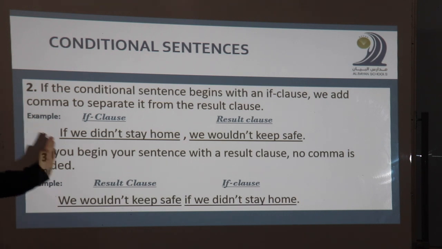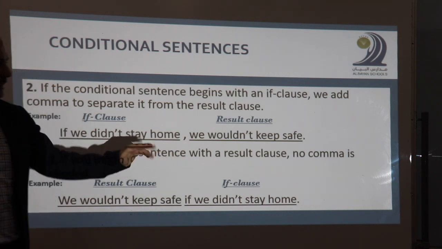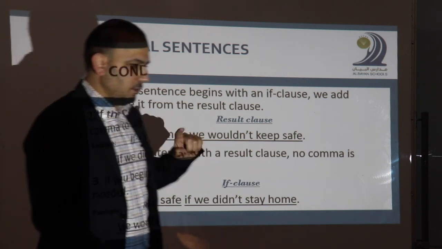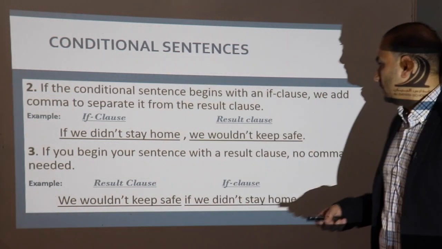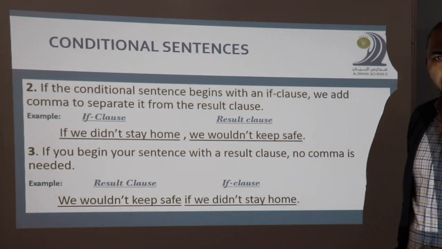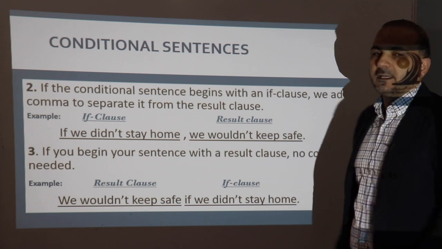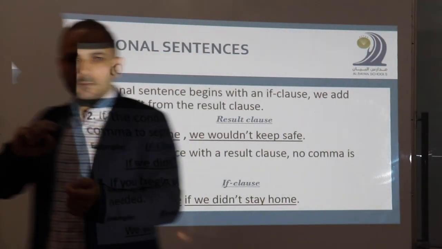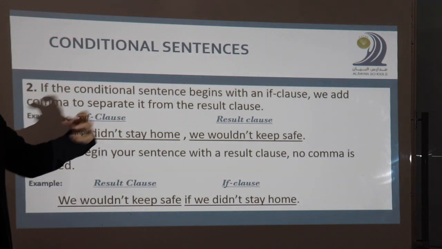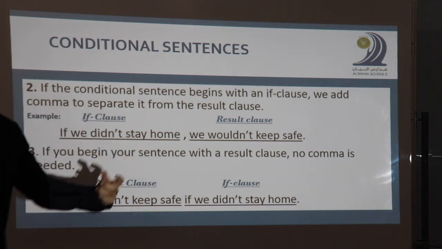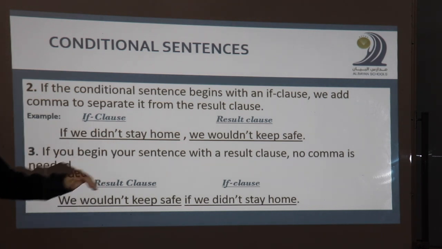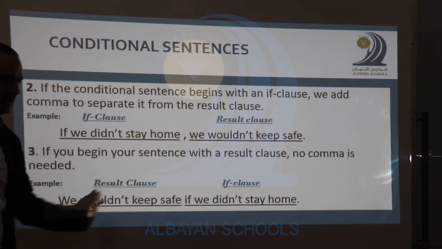If you begin your sentence with a result clause, no comma is needed. If you study well, you will pass. You will pass if you study well. That's good. So, we wouldn't keep safe if we didn't stay home. As you see, it comes by sound: if we didn't stay home, comma, we wouldn't keep safe. That is the result clause.